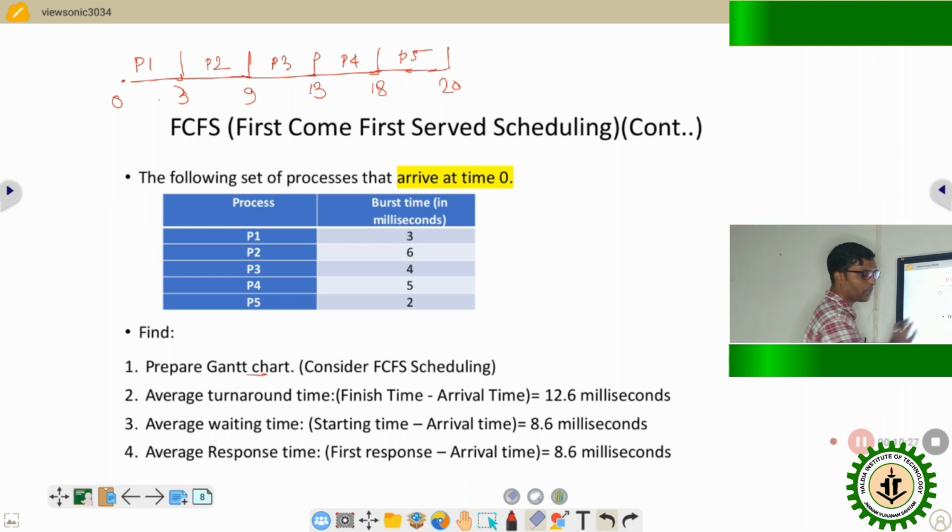Since all the processes again arrived at time 0. Now average turnaround time: the formula says finish time minus arrival time. So for process P1, finish time is 3, arrival time is 0. So it is 3.